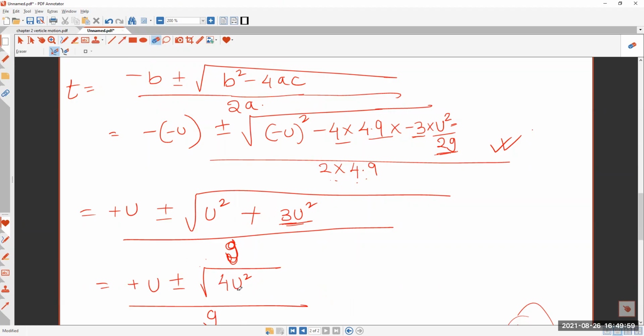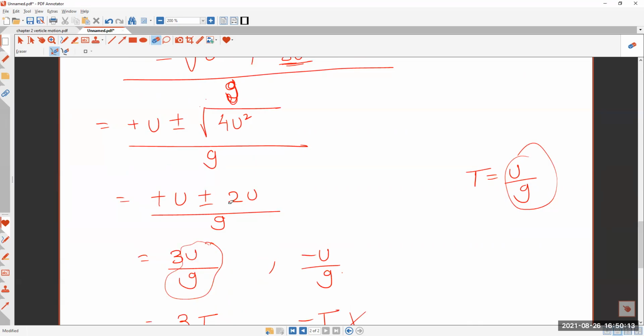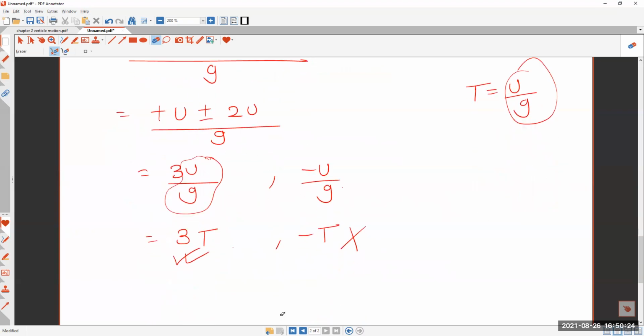3u square plus u square is 4u square, and the root of 4u square is 2u. So plus u plus minus 2u, because the root is plus minus. Plus u plus 2u is 3u divided by g, and the other one is minus u divided by g. We already know from part a that t is equal to u by g. In place of u by g, I can write t, so the total time taken is 3t. That's what you're supposed to know. I'll pause the recording. You guys can now do it on your own.